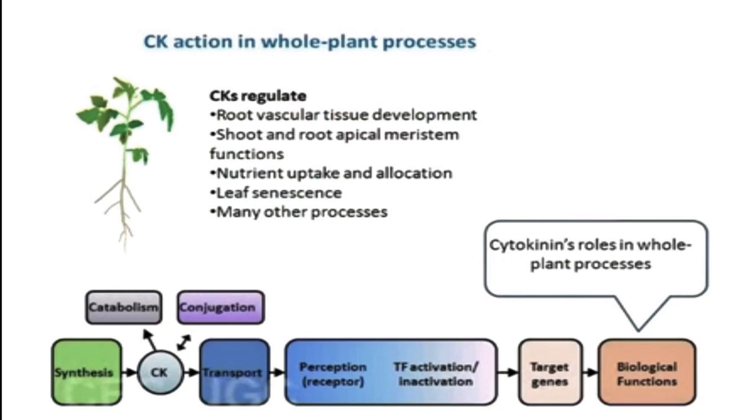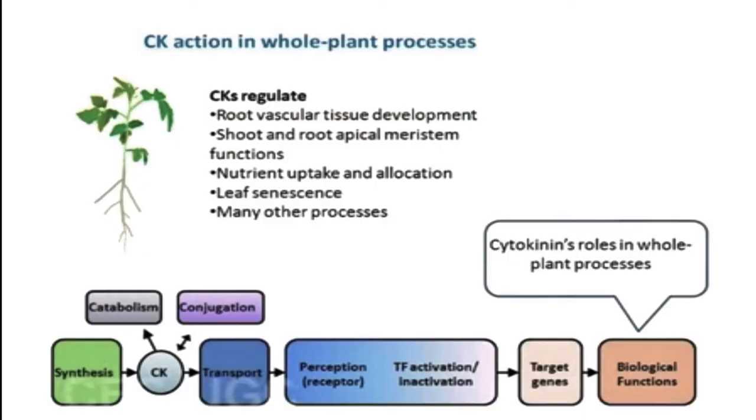Now, the N-glucosyl conjugates are very stable and do not appear to be hydrolyzed readily to give the active free base, and their formation thus appears to be more a means of inactivation of cytokinins than of storage. Whereas O-glucosides appear to be storage forms that are readily hydrolyzed to yield biologically active cytokinins when needed by the plants. And then cytokinins are also transported, and we have seen that by the activation or inactivation of transcription factors, they target genes, and then the final outcome is the biological functions which cytokinins perform.